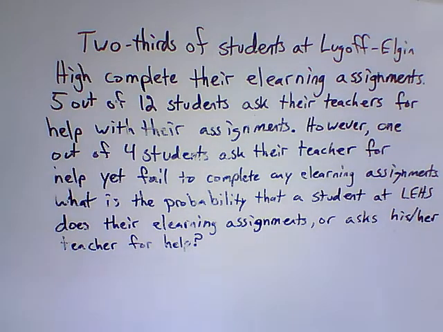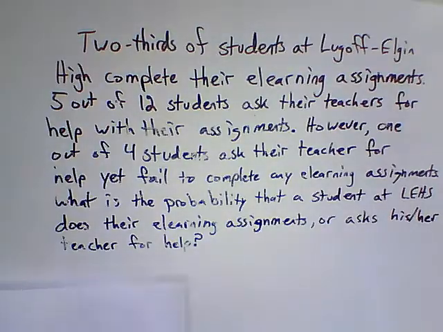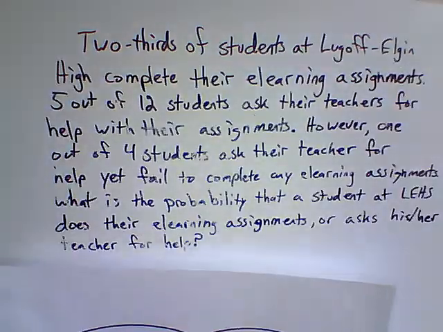Alright, I'm going to do this one with a Venn diagram. Looks kind of like that. The big key with the Venn diagram is you look for the question first to help you label where everything's going to go in here. Alright, so I'll show you.